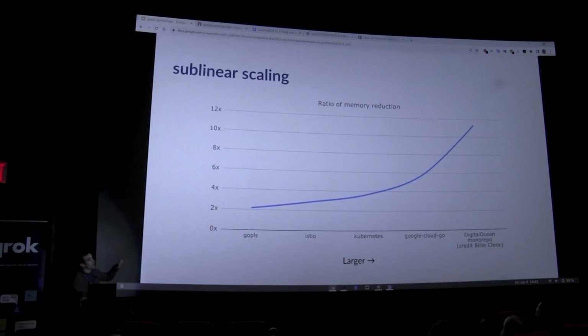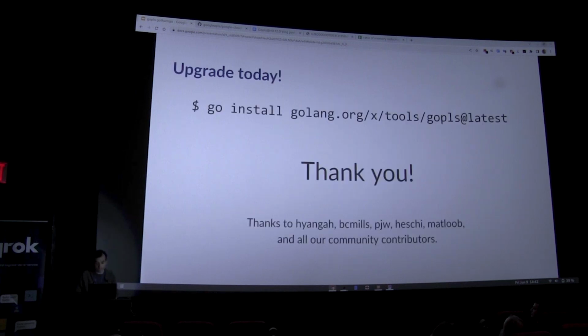And that 17 gigabyte monorepo that I alluded to early on in the talk was DigitalOcean's. Billy Cleek, who's the maintainer of Vimgo, had reported that. And Billy followed up after our v0.12 release to report that they were down to 1.5 gigabytes from 17 gigabytes. So that's pretty great. That's an 11x savings. And so there's your 10x. So yeah, we're really happy with that.